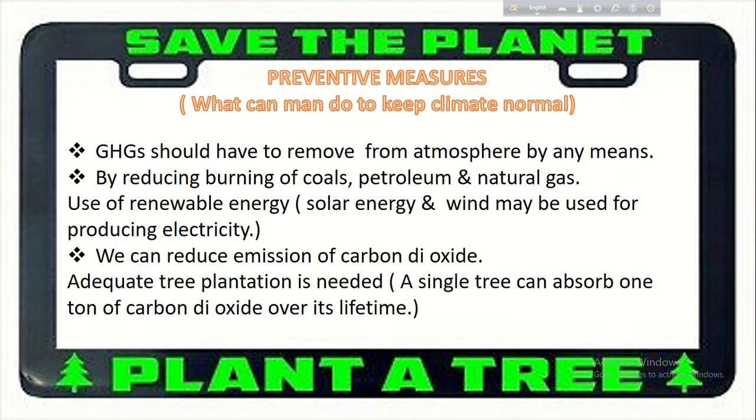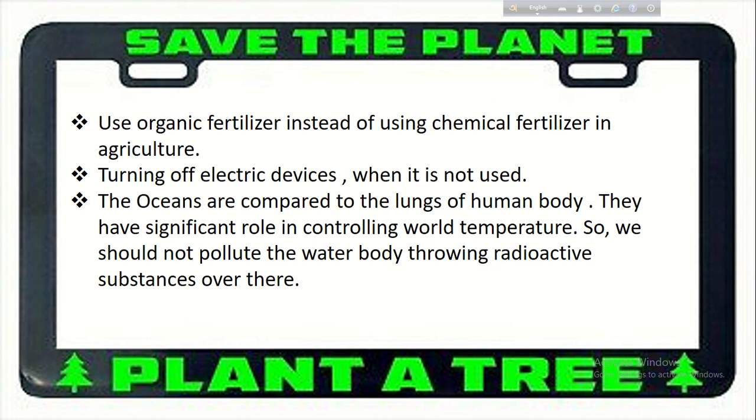How can we prevent global warming, or what can man do to keep the climate normal? Greenhouse gases should be removed from the atmosphere by any means. By reducing the burning of coal, petroleum and natural gas, and using renewable energy, solar or wind, for producing electricity, we can reduce the emission of carbon dioxide. Adequate tree plantation is also needed for this, and we know a single tree can absorb 1 ton of carbon dioxide over its lifetime. Next, use organic fertilizer instead of chemical fertilizers in the agricultural field.